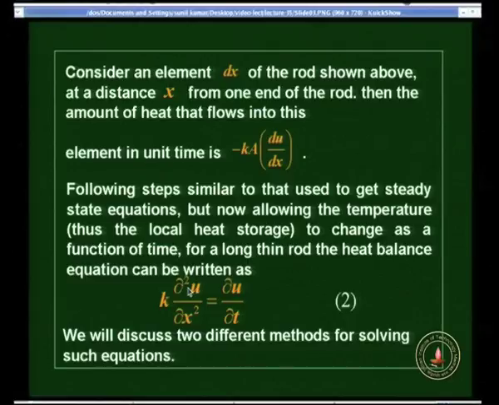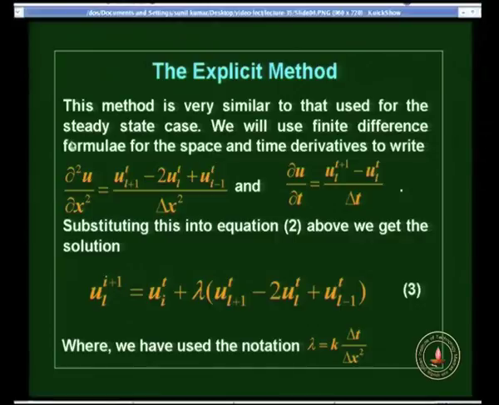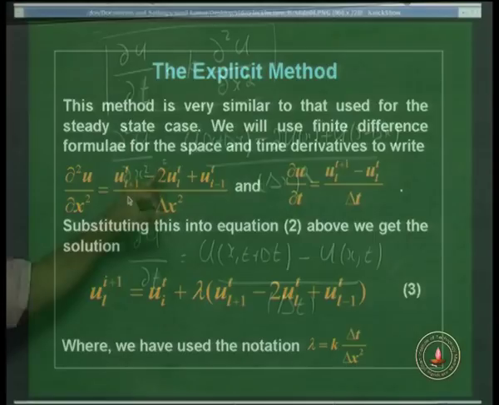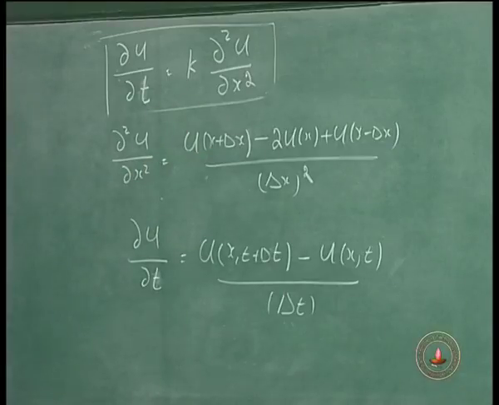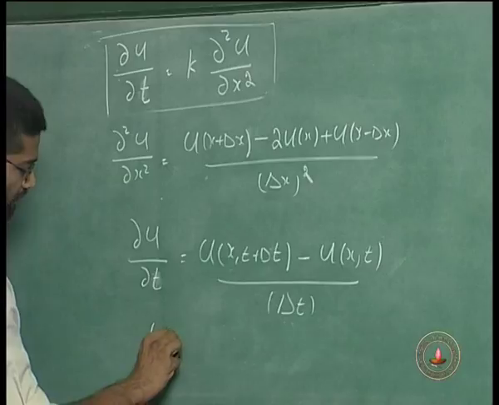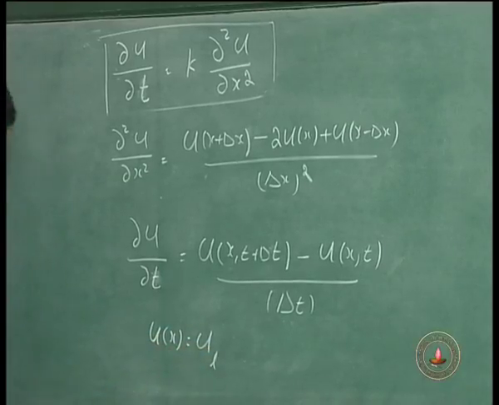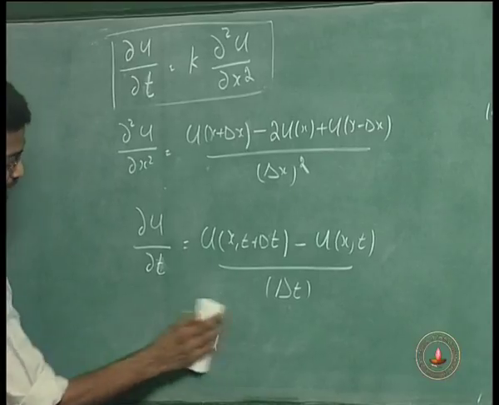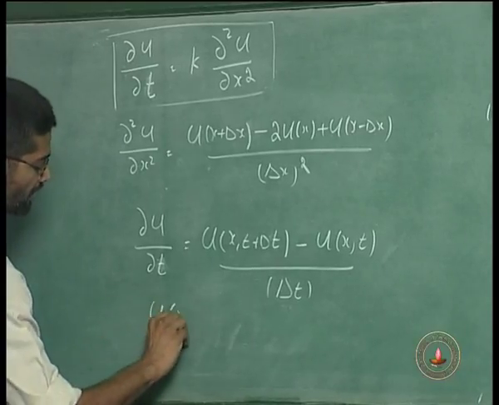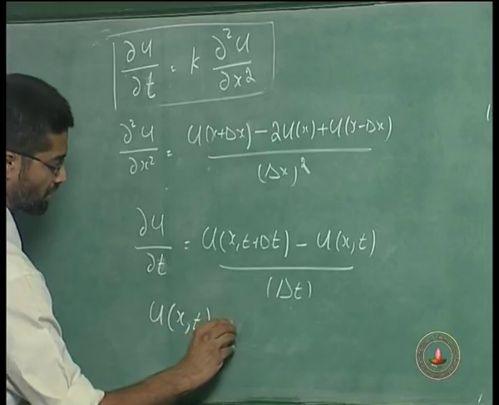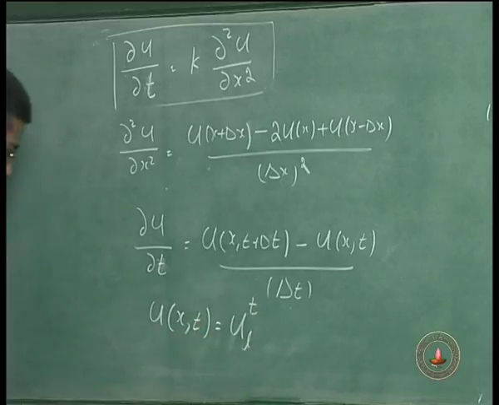So here is the explicit method. It is very similar to the one which we use for the steady state case. We replace the second derivative, del squared u by del x squared, by this difference equation. The notation we use is the following: we discretize space, with the space positions indexed by l. So u of x we call u l, and u at x at time t we would now denote by u l t.